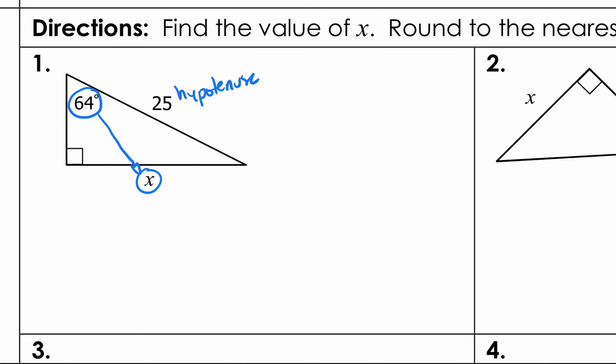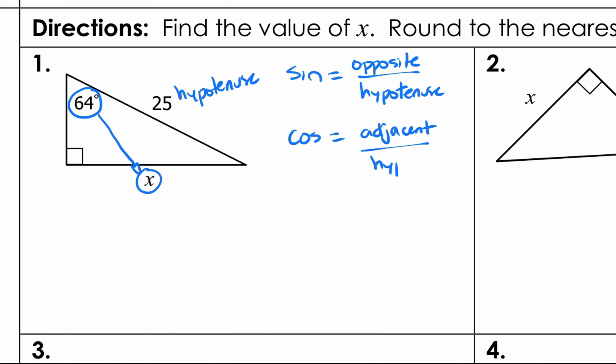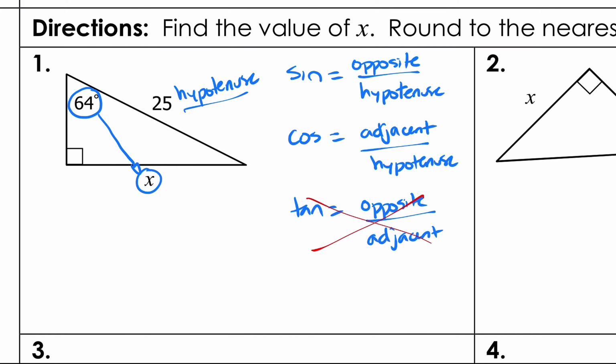Okay, so if we remember, sine is opposite side over hypotenuse. Cosine is adjacent side over hypotenuse, and adjacent just means next to. And tangent is opposite over adjacent. Okay, so we got to look and see what sides do we have. Well, we have a hypotenuse, so that means we're not going to be doing tangent.